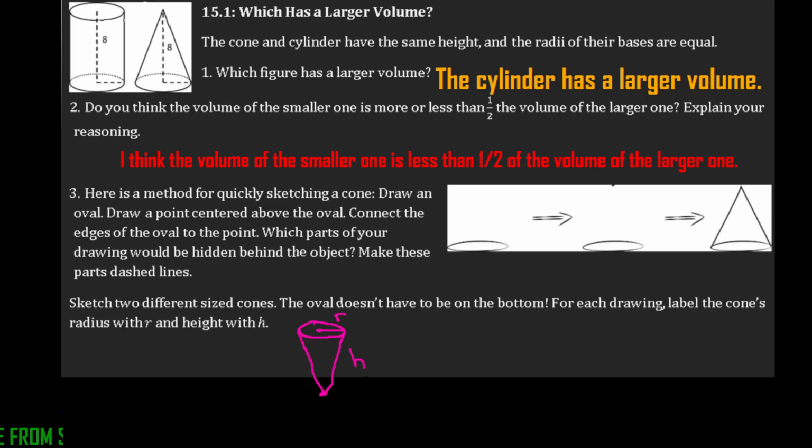And then I can draw a different sized one when I actually do it on its side, so that way it's a little bit larger. So I draw the oval, draw the point, and I draw the lines connecting the side to the open end. Again, from the center to the edge is the radius, and the height is going to be on the side. So even though it's shaped in different ways, we still label those parts the correct ways.